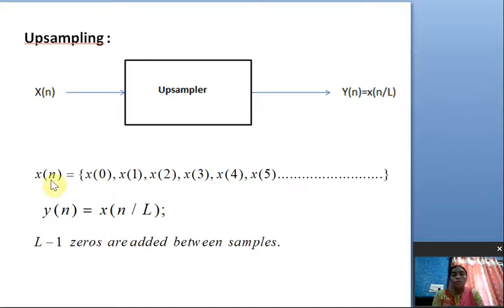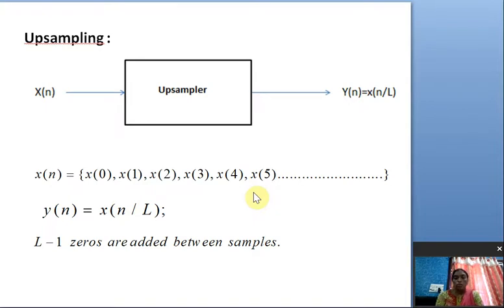Here x of n is given like this: x of 0, x of 1, x of 2, x of 3, x of 4 and so on. To increase the sampling rate of the signal, use zeros in between these samples. By adding these zeros between the successive known samples, the sampling rate is increased. So x of n by L means L minus 1 zeros are added between the samples. x of n by I means I minus 1 zeros are added here.